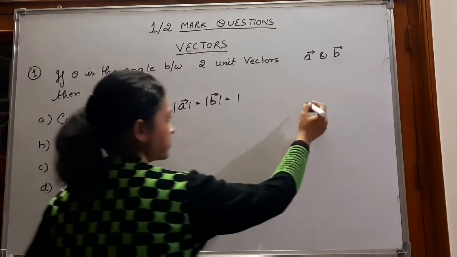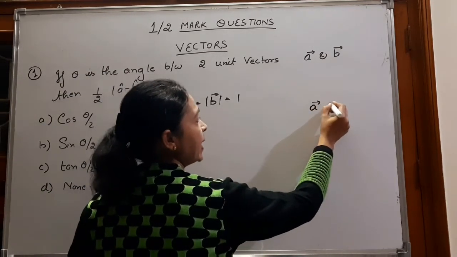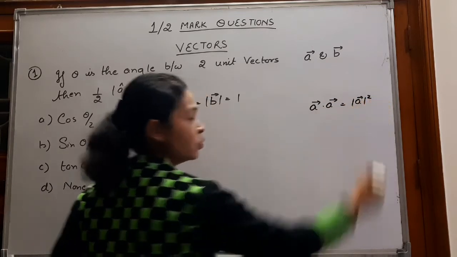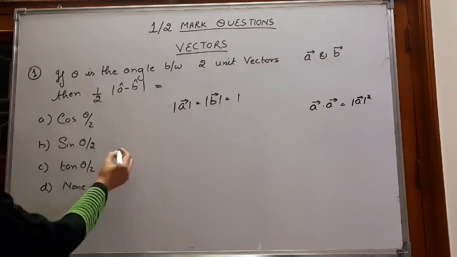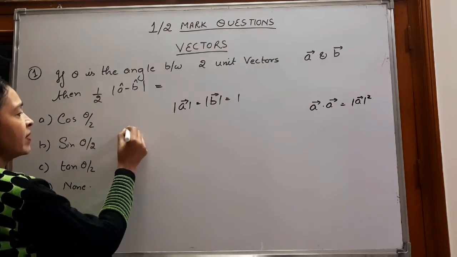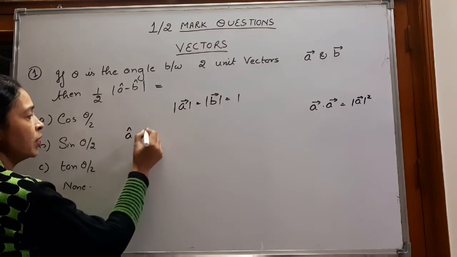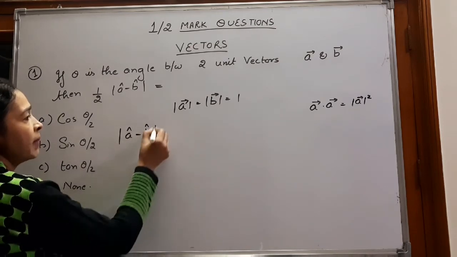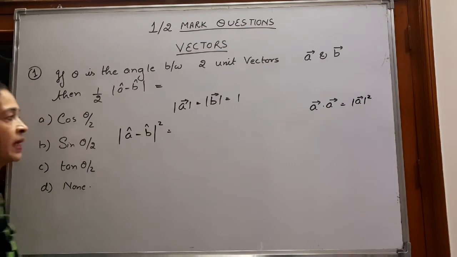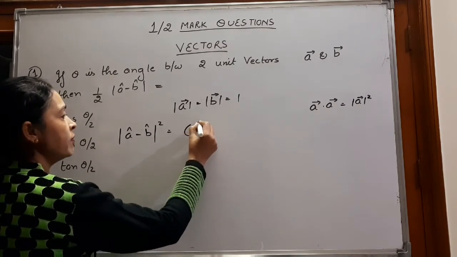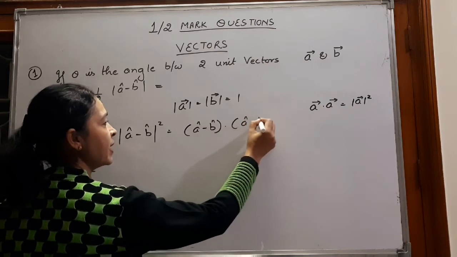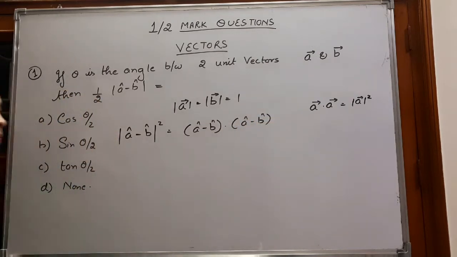Now students, what is vector A dot vector A? Vector A dot vector A is the magnitude of A whole square. Now what we will do? We will write the magnitude of unit vector A minus unit vector B, whole square, as unit vector A minus unit vector B dot unit vector A minus unit vector B.